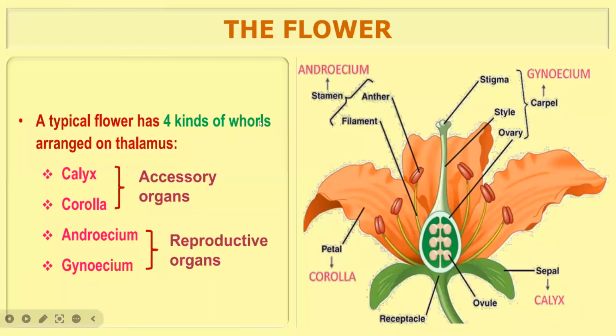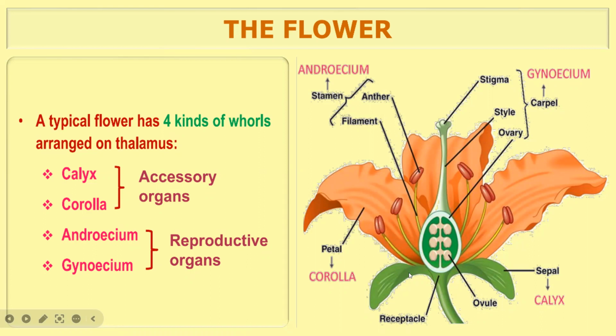Next, the four whorls of the flower: calyx, corolla, androecium, gynoecium. Androecium is the male reproductive part, gynoecium is the female reproductive part. Calyx is made up of sepals. Corolla is made up of petals. A group of petals you can call corolla. A group of sepals is calyx. Then we have androecium.